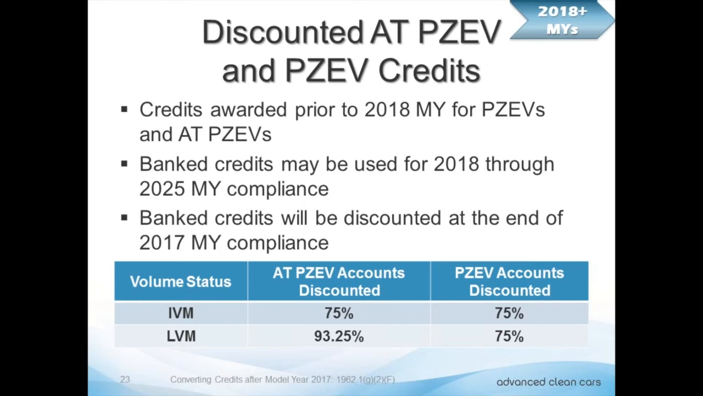Manufacturers will be allowed to use bank credits earned prior to 2018 model year to meet their 2018 through 2025 model year compliance. However, at the end of 2017 model year compliance, the credits will be discounted by the amount listed in the chart.